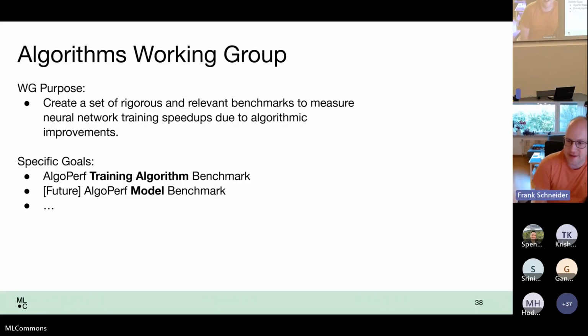All right. Hi, everyone. I'm Frank Schneider from the University of Tübingen in Germany. And together with George Dahl from Google, I'm one of the two chairs of the Algorithm Working Group. So just a quick reminder what the Algorithms Working Group is doing. Basically, we're interested in speeding up neural network training and doing so not by changing the hardware or the software, but by changing the algorithms that are involved in training.